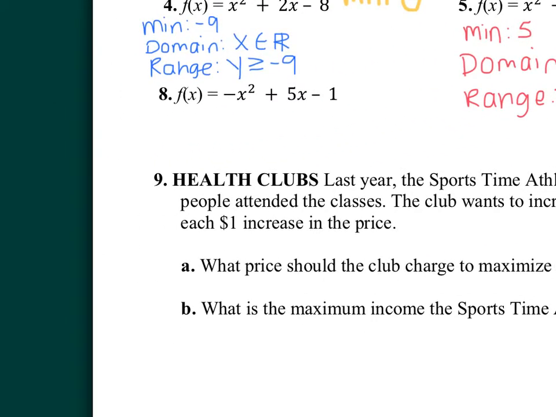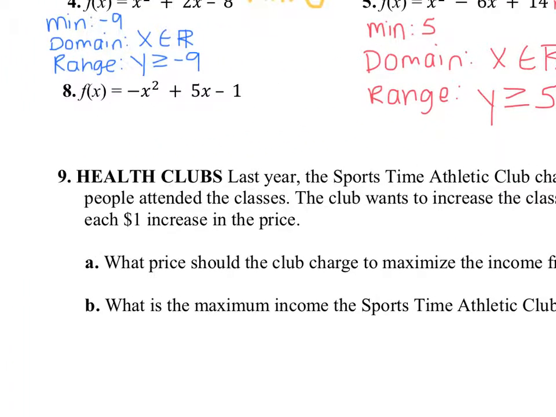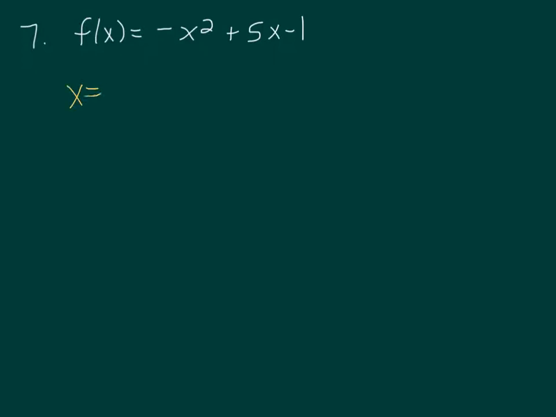One more in this one. This again has a negative a value, so we're going to have another maximum here because that makes it open down. So we're finding the vertex. b is equal to 5, a is equal to negative 1. So x is equal to negative 5 over 2 times negative 1.